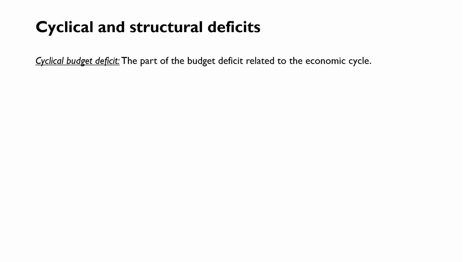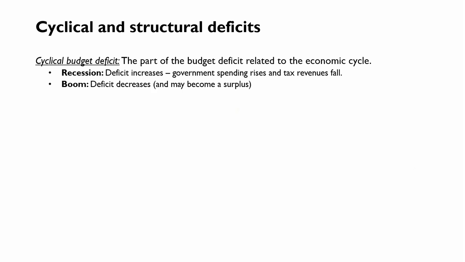A cyclical budget deficit is the part of a budget deficit related to our economic cycle. In one of our previous videos, we spoke about automatic and discretionary fiscal stabilisers. This really relates to the automatic part of that. In a recession, this part of the deficit will automatically increase because government spending rises as more people are unemployed, so they're paying more unemployment benefits. And tax revenues fall because there are fewer people working and incomes have fallen. Therefore, they're receiving less in income tax. In a boom, the opposite would happen. The deficit decreases. It might even become a surplus because governments end up spending less and taxing more.